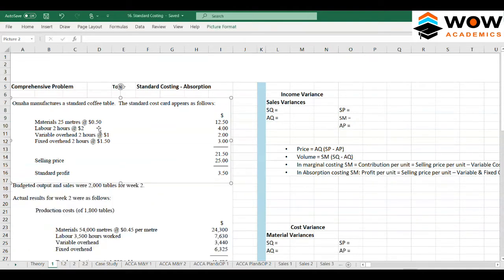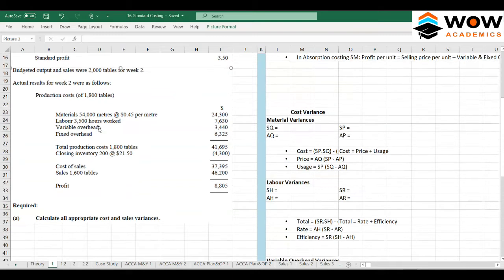So here onwards it's just like applying the numbers. First we'll move on to the question. He says calculate all appropriate cost and sales variance. So you have to work out all the variances. The marks are not given, so we'll assume that we have to work out almost all the ratios which are possible to do. So we'll start.